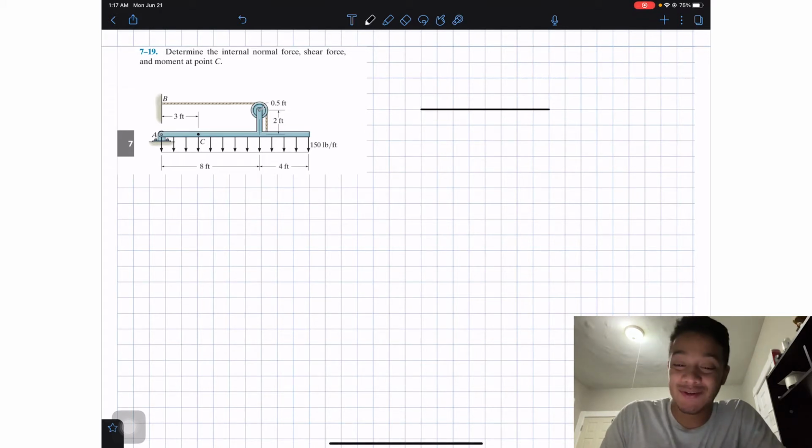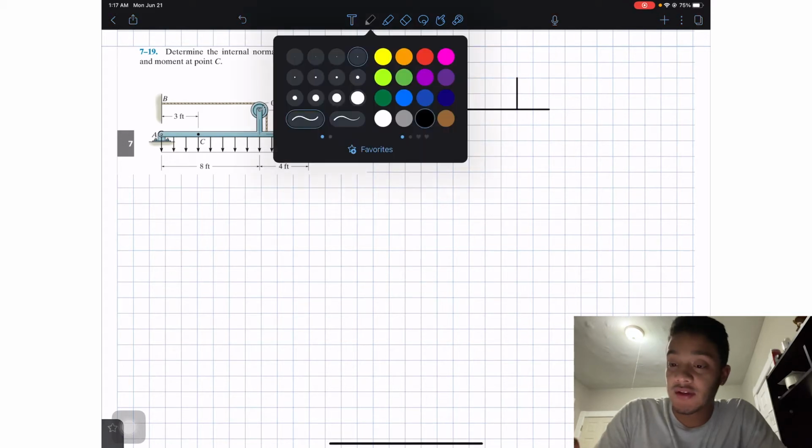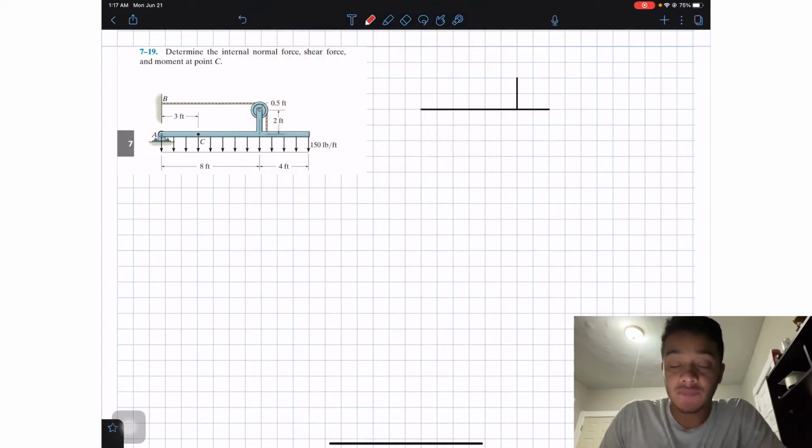Okay guys, so we're going to draw a free body diagram of this beam. Over here at A, we have a pin connection, so we're going to have our AY, AX. Then this rope will cause a tension going in this direction that we don't know, so let's just call it T, for tension.